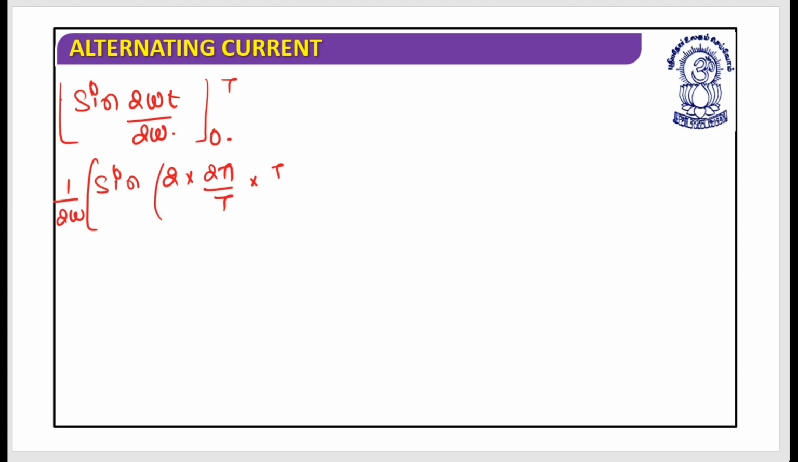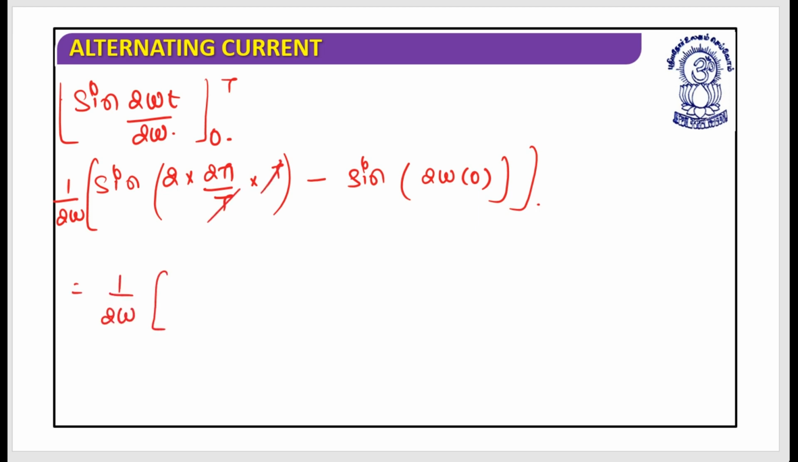This is the first minus. So minus sine of 2 omega into 0 will simply be 0. So this is 1 by 2 omega. The t has gone, and this is sine of 2 into 2 pi, which is equal to 4 pi, minus sine of 2 omega into 0. It's a 0 degree. So when I say sine 4 pi, what will be the value of sine 4 pi?